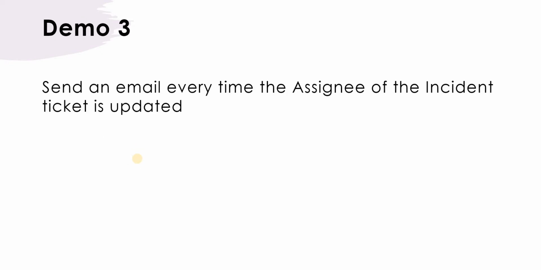In the demo, we will send an email to the assignee of the ticket every time it is updated. So we will go to an incident ticket and try to update the assignee of the ticket, and an email should be fired to the assignee of the ticket. There is an out of the box email which already goes out when we change the assignee, and we are trying to reproduce that scenario through flow designer. Let's quickly jump to ServiceNow.